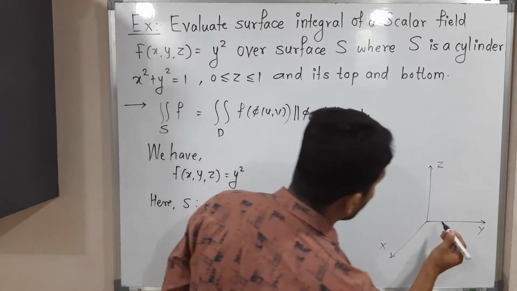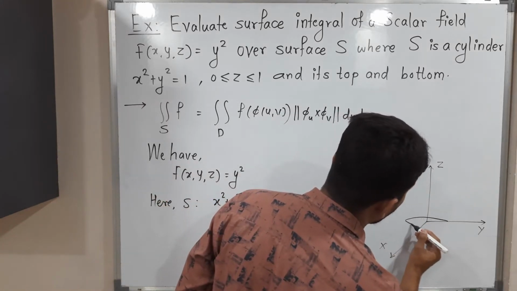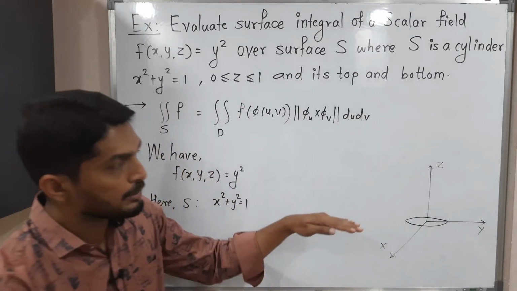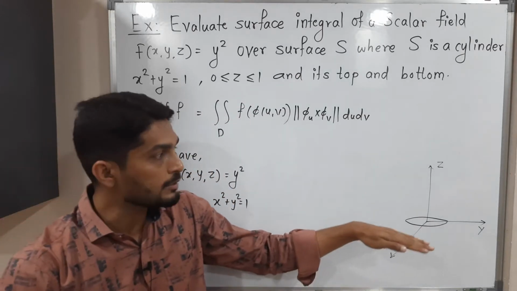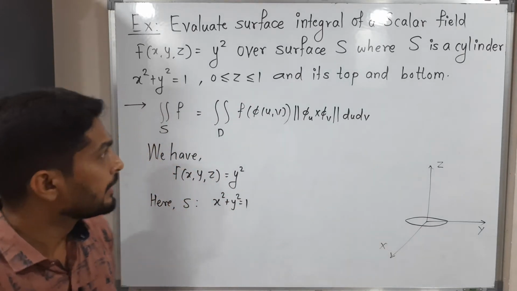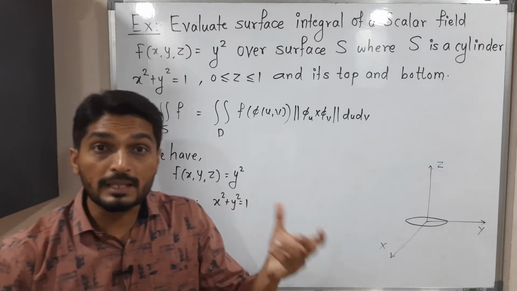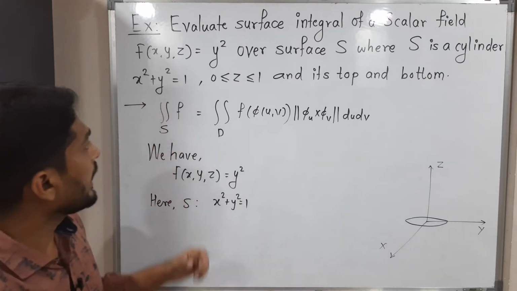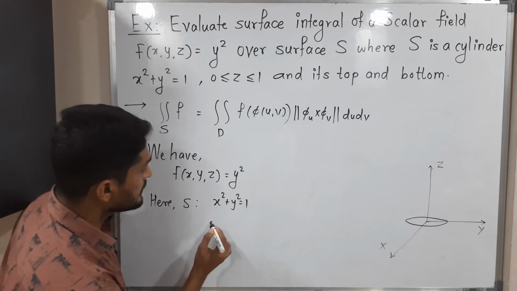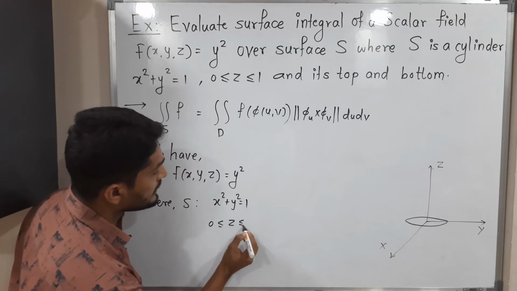So let me draw a circle in the xy plane. We have a circle like this. It is a three-dimensional figure, and it is in the xy plane, so that's why I am drawing like this. But see, it is a cylinder whose base is this surface, and they have also mentioned 0 less than or equal to z less than or equal to 1.